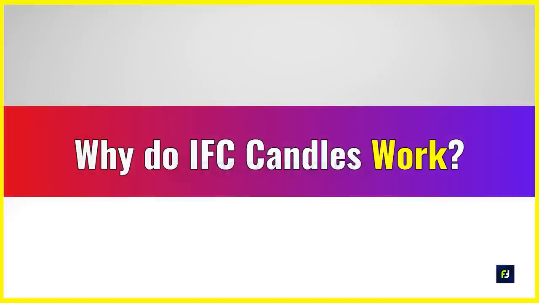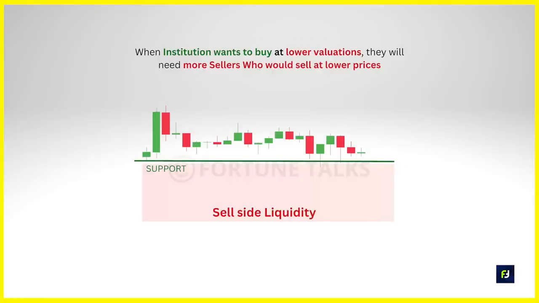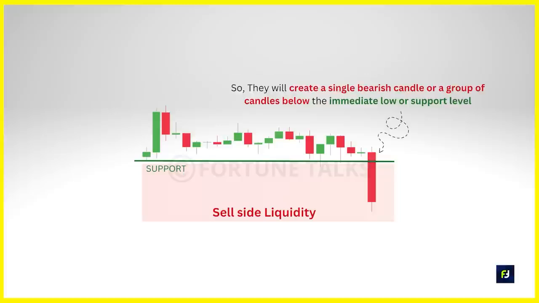Now you can ask me, why do these institutional candles actually work in the market? The strong reason why institutional funding candles work in the market is because these are the drawdown or loss of the smart money. I know you are confused, but let me explain. If the big institution wants to buy at a lower valuation, they will need more sellers who would sell at lower prices. For generating enough liquidity, they will manipulate the prices. In this case, they will create a single bearish candle or a group of candles below the immediate low or the support level.